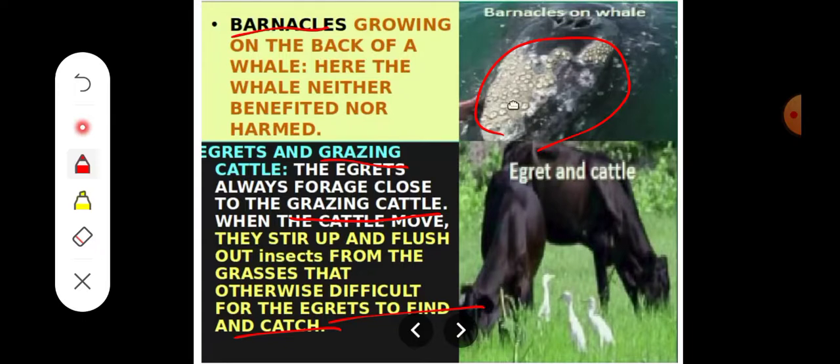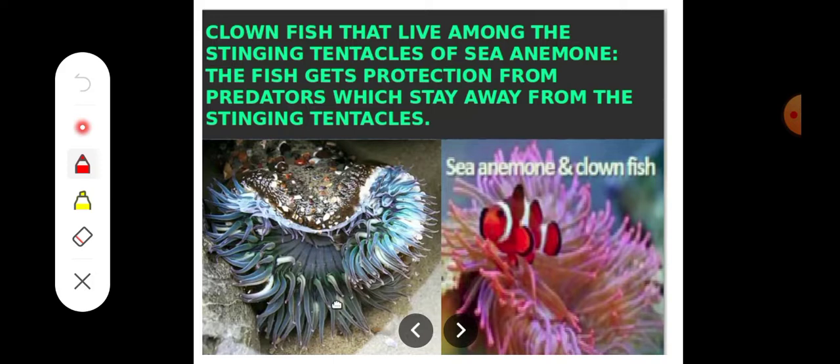Okay, and another example of commensalism is the interaction between a sea anemone, you can see the sea anemone here, and clownfish, which live in association with them. And these sea anemones have stinging tentacles. You know, tentacles will release certain chemicals. Okay, and the fish will get protection from the predators, which stay away from the stinging tentacles. And the anemone does not appear to derive any benefit from the host clownfish.